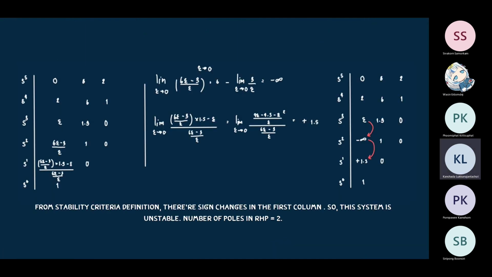Like this example, we follow the step by step: we substitute the epsilon value to get the equation of the epsilon term, and then take the limit as epsilon approaches 0 to get the constant value. And then do the Routh array as normal. So we get the result that this system is unstable due to the sign change in the first column.